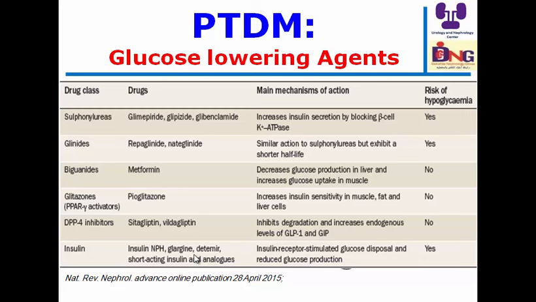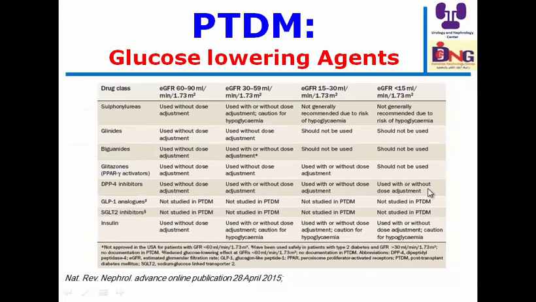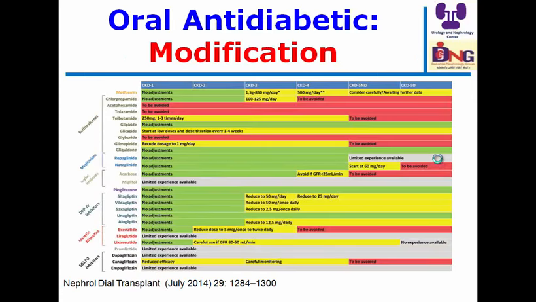When we prescribe any of these glucose-lowering agents, we should know the mechanism of action, and we should know the risk of hypoglycemia. I think glinides, biguanides, glitazones, and DPP4 inhibitors are associated with low risk of hypoglycemia. And these are the other drugs with their modification according to different estimated GFR. And this is one of the important charts showing a heat map. If you find green color, it's perfect. Yellow color needs modification. Red color is contraindication.